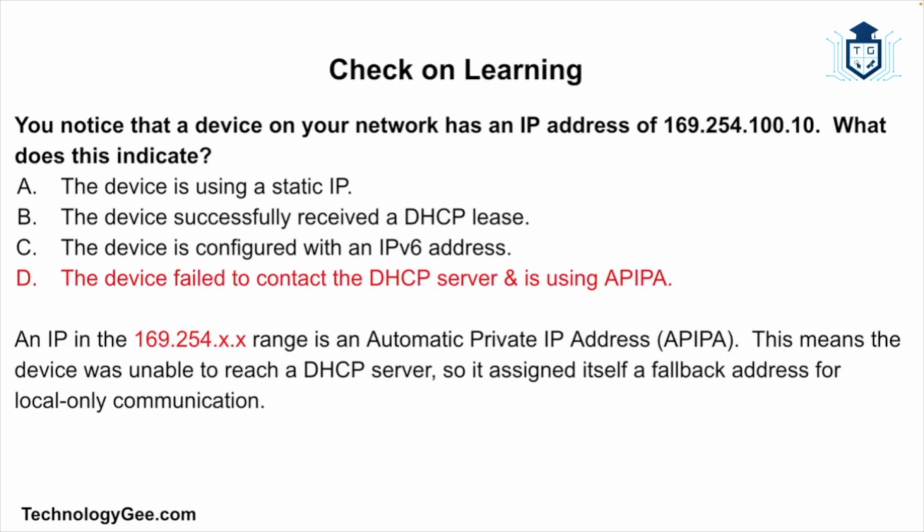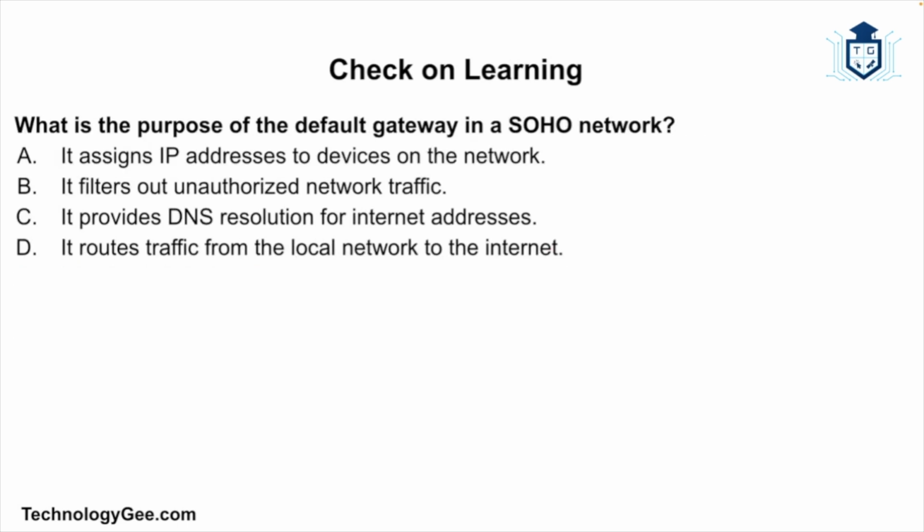And of course, the answer is the device failed to contact the DHCP server and is using APIPA. So an IP address in the range of 169.254.x.x is an automatic private IP address, also known as APIPA. This means the device was unable to reach a DHCP server, so it assigned itself a fallback address for local only communication. And our final question is, what is the purpose of the default gateway in a SOHO network?